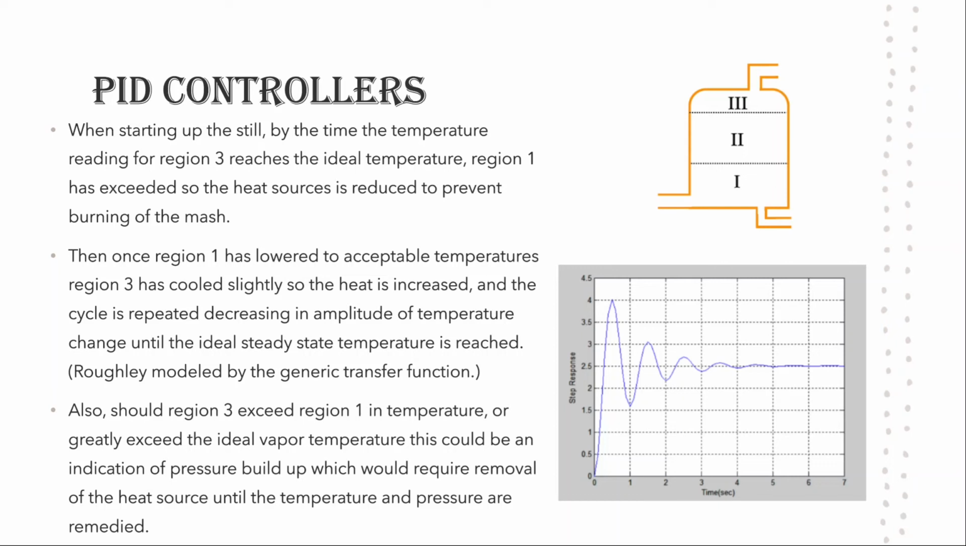With each adjustment of the heat source, the fluctuation slowly decreases until eventually a steady state ideal thermal temperature has been reached to allow for a homogeneous boiling temperature throughout the entire still.